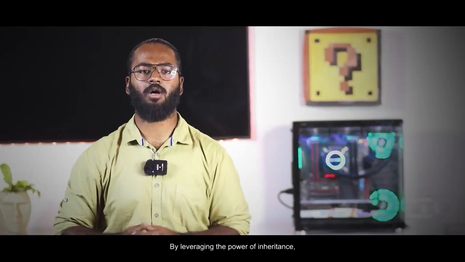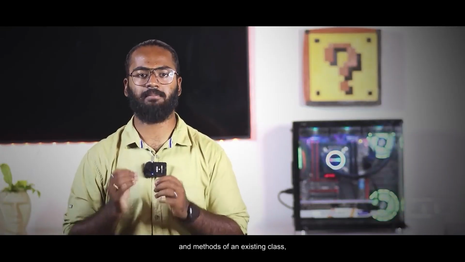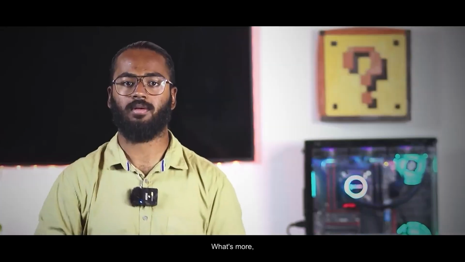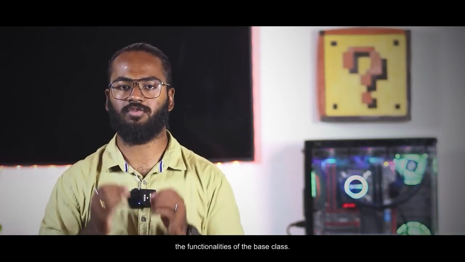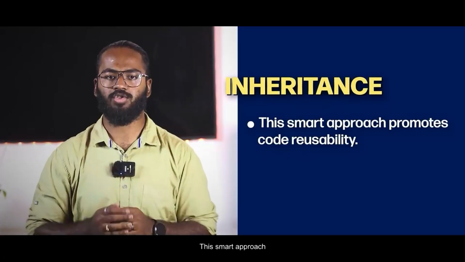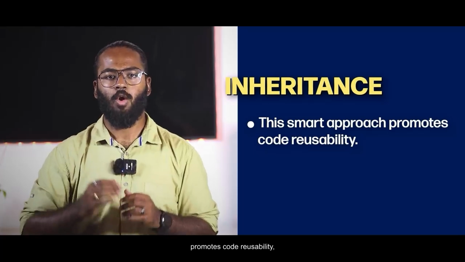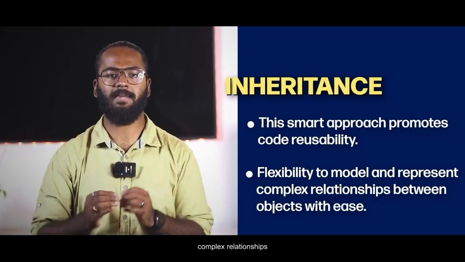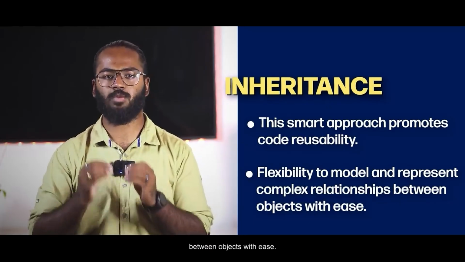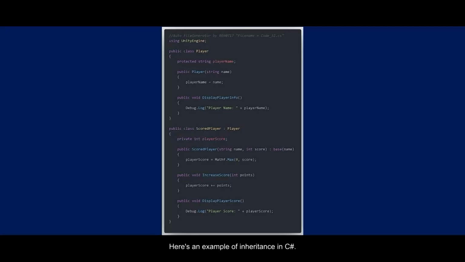By leveraging the power of inheritance, the developer can easily create a brand new class that inherits all the amazing features and methods of an existing class, also known as the base class. What's more, this derived class can then take things to the next level by expanding and overriding the functionalities of the base class. This smart approach promotes code reusability while also providing you the flexibility to model and represent complex relationships between objects with ease. Here's an example of inheritance in C#.